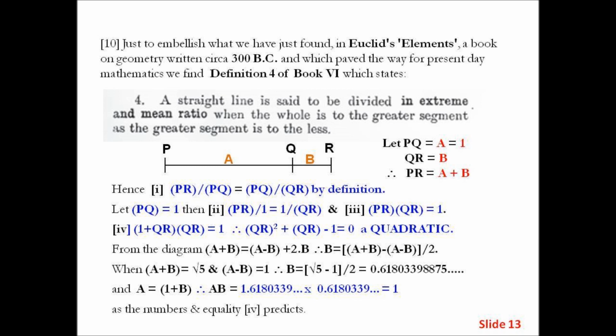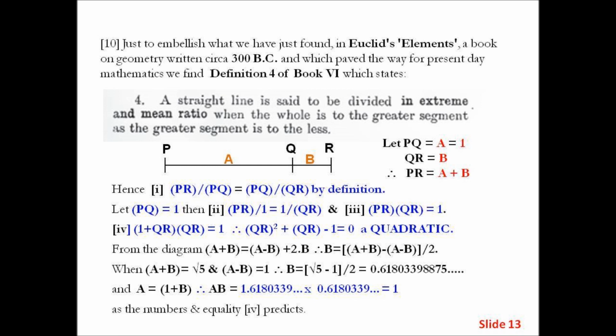Just to embellish what we have just found, in Euclid's Elements, a book on geometry written circa 300 BC and which paved the way for present-day mathematics, we find definition 4 of book 6, which states, a straight line is said to be divided in extreme and mean ratio when the whole is to the greater segment as the greater segment is to the less.